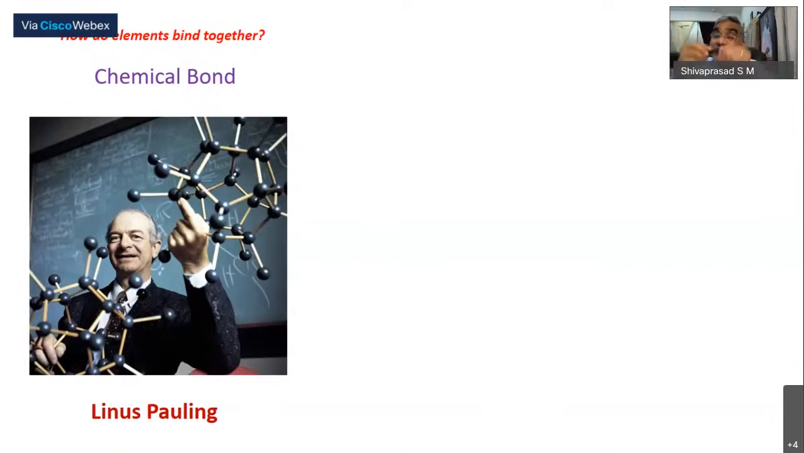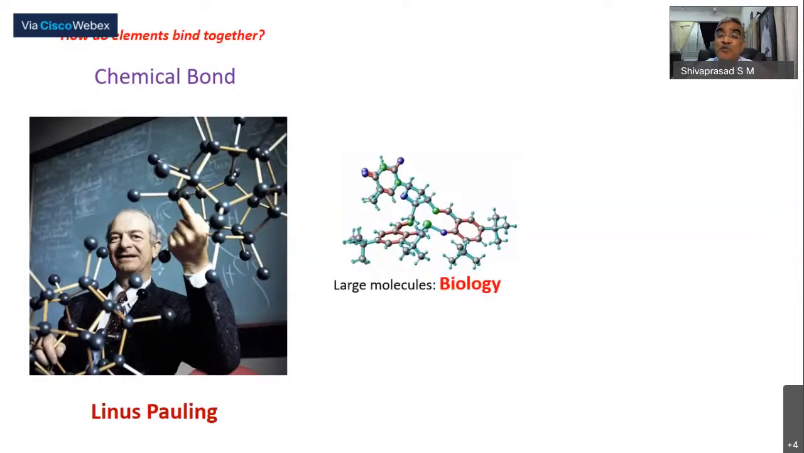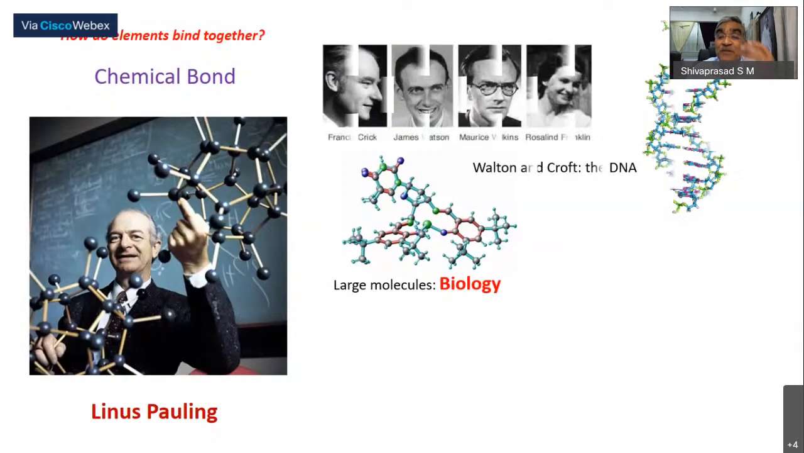So how do they bond with each other? How do atoms bond to each other? Which atom will bind to which atom? This is the question Linus Pauling asked, and he wrote this beautiful book called The Chemical Bond. The chemical bond is extremely important to understand. From that he could explain how small molecules, not only small molecules, how large molecules can form, how biological molecules can form, how proteins can form, how so many beautiful things can form.